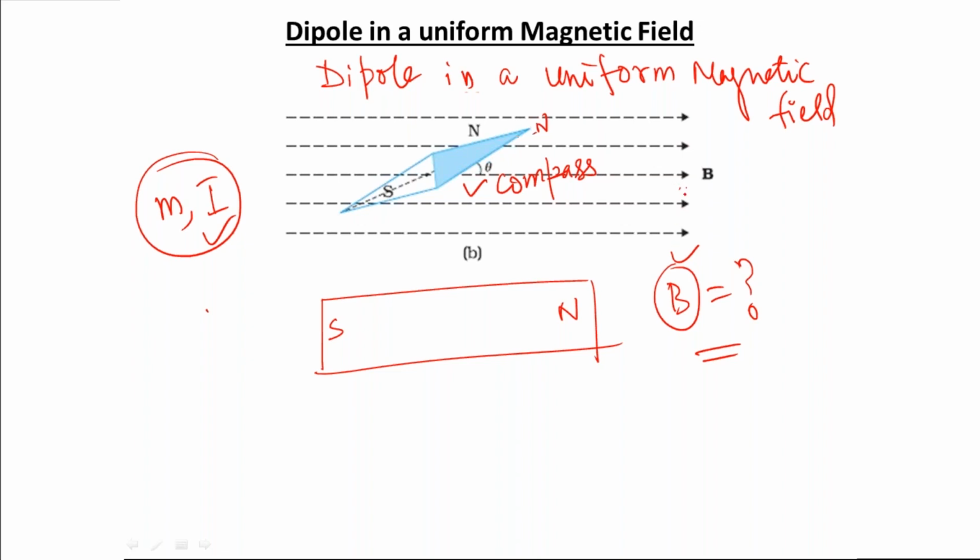See, this compass needle is in a uniform magnetic field. So what is the tendency of this compass needle? The north pole wants to be in the direction of the magnetic field, and the south pole in the opposite direction. So the north and south poles want to become parallel to the magnetic field.